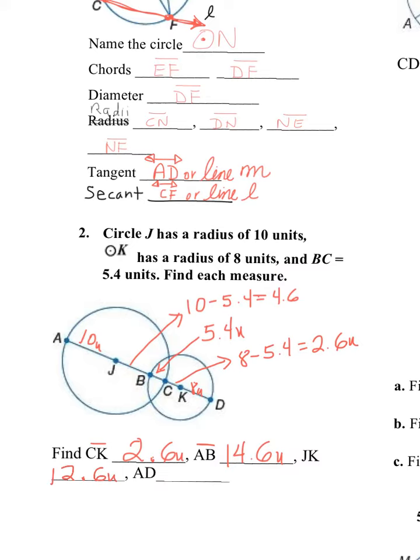The segment AD, let me put the line on the top. AD, it's from the beginning, A, all the way to D. So that means that I'm going to have 10 plus 10. So all of this here, it's 20. And then this piece is 2.6. And this piece is 8. So when you add 20 for this diameter, and then 2.6 and 8, that gives you 30.6 units. And that's it for number 2.